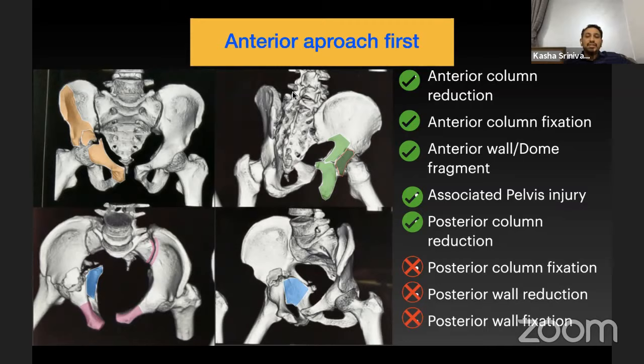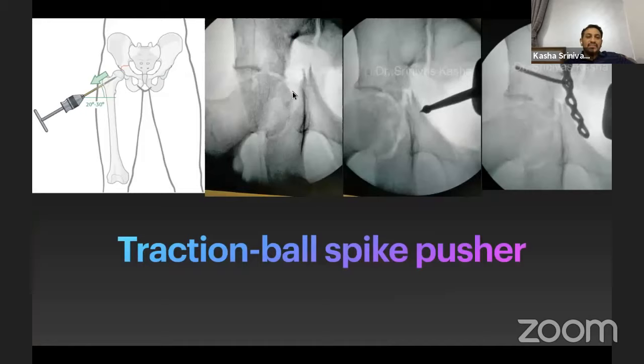achieved. So here I have started with traction using a pin to the trochanter, and buttressing the quadrilateral surface with a ball spike pusher. These are the things which are used in reduction in this particular case. And there is a buttress plate on the inlet.